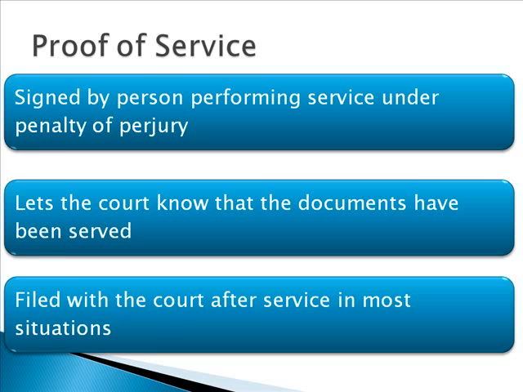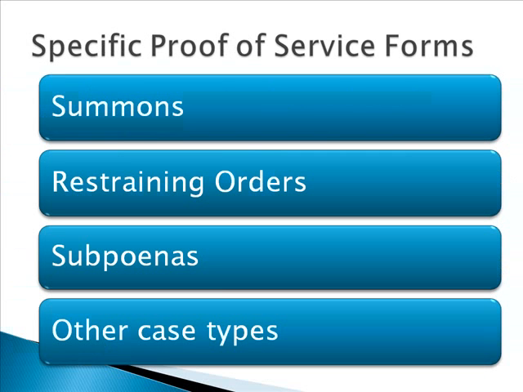Common documents that have their own proof of service include summons, restraining orders, including civil harassment, domestic violence, elder abuse, and workplace violence restraining orders, subpoenas, and many other documents in family law, probate, small claims, and juvenile courts. If there is no special proof of service form, then you may use a general proof of personal service form.